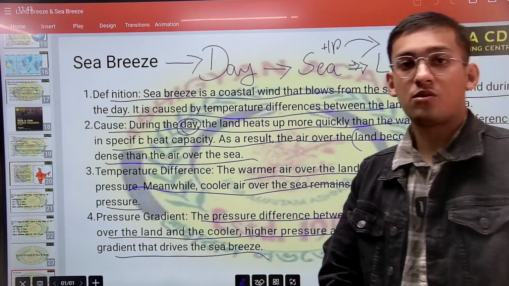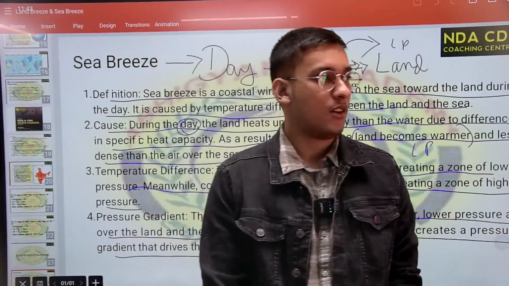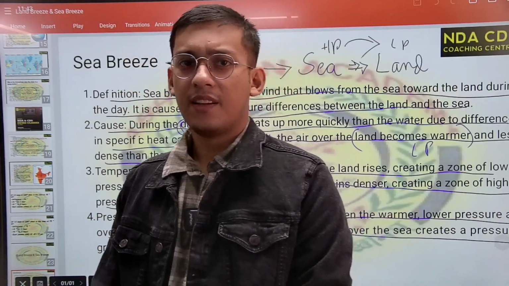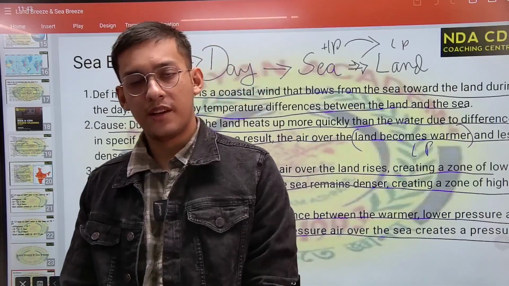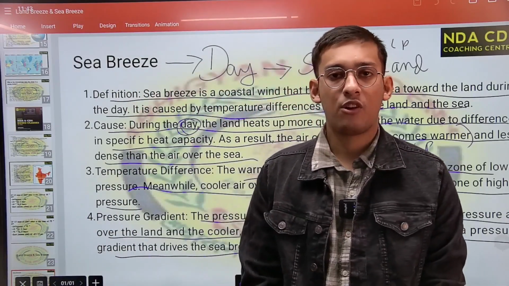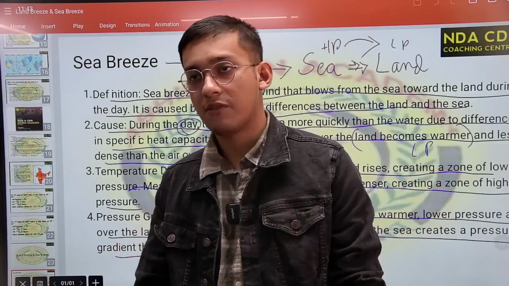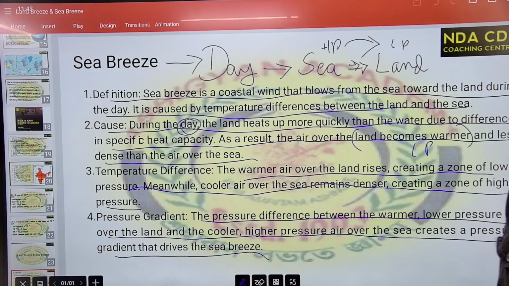So, firstly, they will ask when does it happen? It's in the day. From where to where? It's from the sea to land. Why from sea to land? Because during the day, the land heats up quickly, thus creating a low pressure area. The sea warms up slowly, thus creating a high pressure area. Air always moves from high to low pressure, thus from sea to land. That's all for sea breeze. You can write down these important points from here.